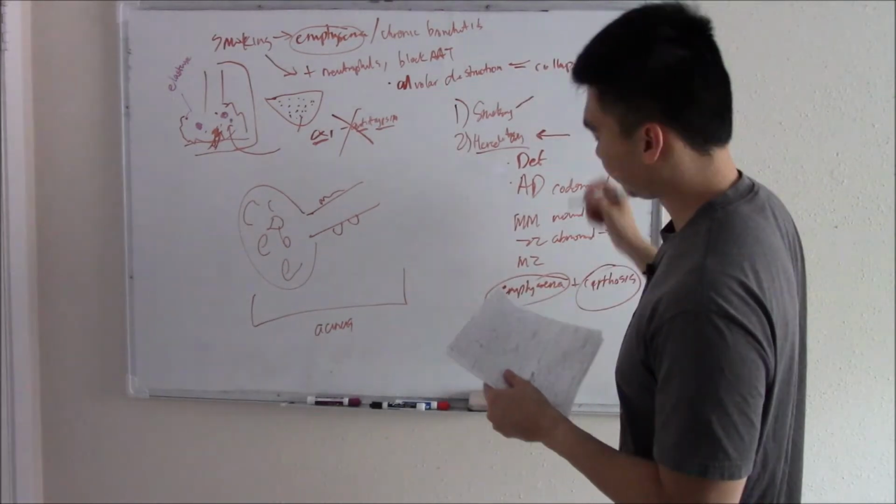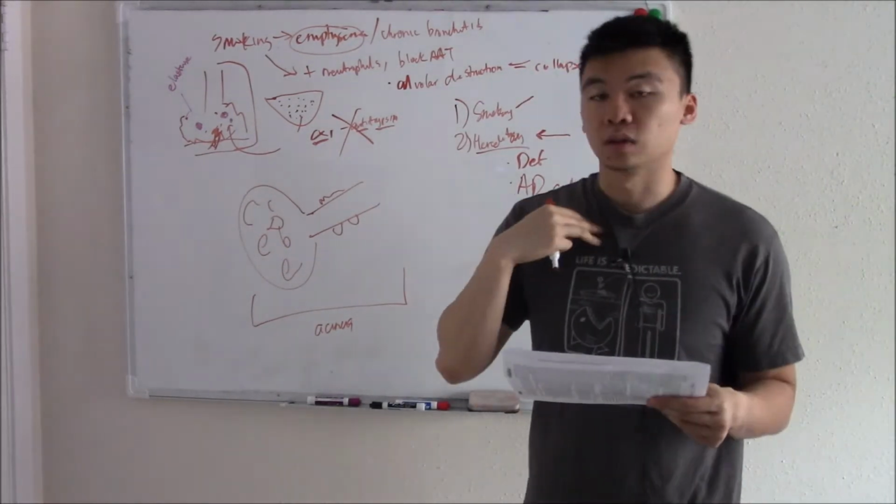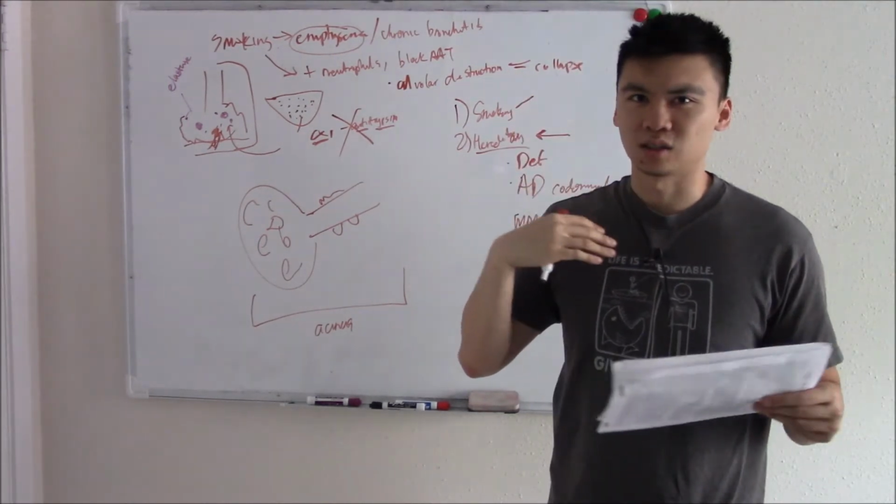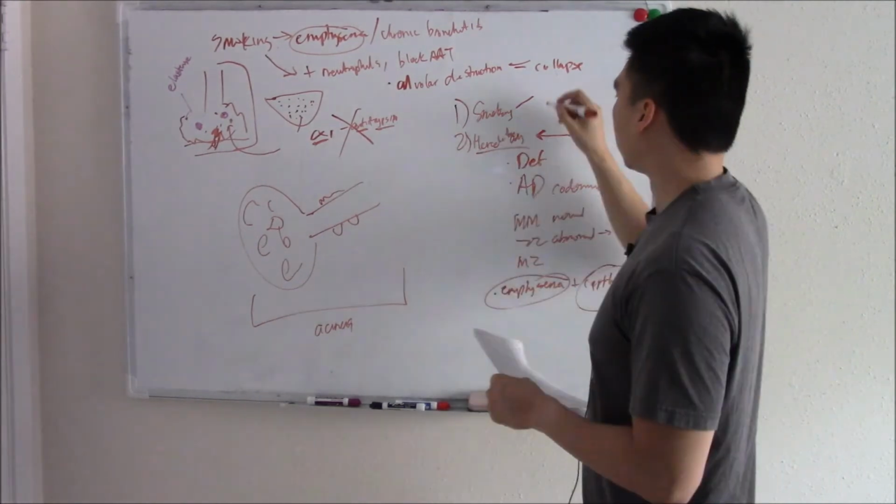In smoking, it will affect your upper lungs first, because that's, I guess, the first thing that comes in contact with all those toxins, all that smoke, all that damage. So it'll affect your upper lungs.